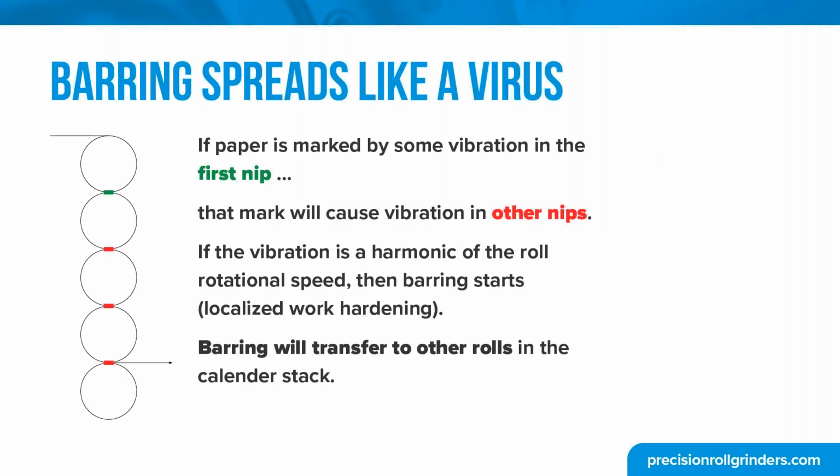Barring spreads. If the paper is marked by some vibration in the first nip, that mark will cause vibration in subsequent nips. And if that vibration is a harmonic of the roll rotational speed, then barring starts. So if you have barring in one roll in your calendar stack, it's very likely it will transfer to other rolls in the calendar stack. It's one reason why it's important, if you have barring, to grind all the rolls and change the rolls as a complete set. You'd hate to grind one roll and put it back in and then it quickly become barred due to the mating roll having barring. So barring spreads.